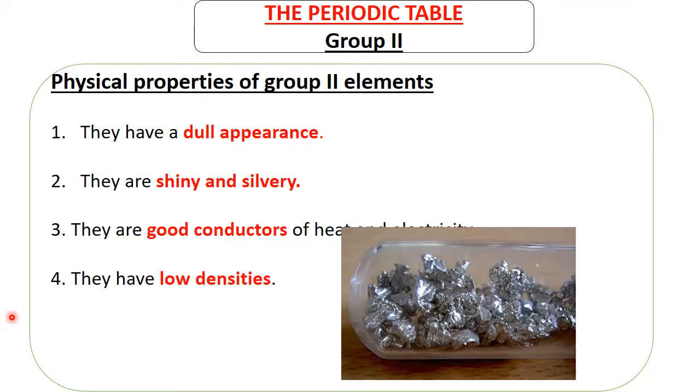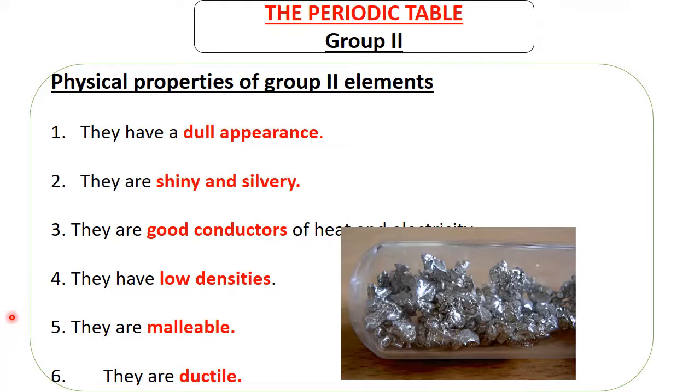They have low densities. What do they mean? They have low densities. It means most of them can float on water. They are malleable. What does it mean to be malleable? If something is malleable, then when you hammer it, it can easily bend into another shape. So if something is malleable, it can change its shape just by hammering it. So group 2 elements are very malleable.